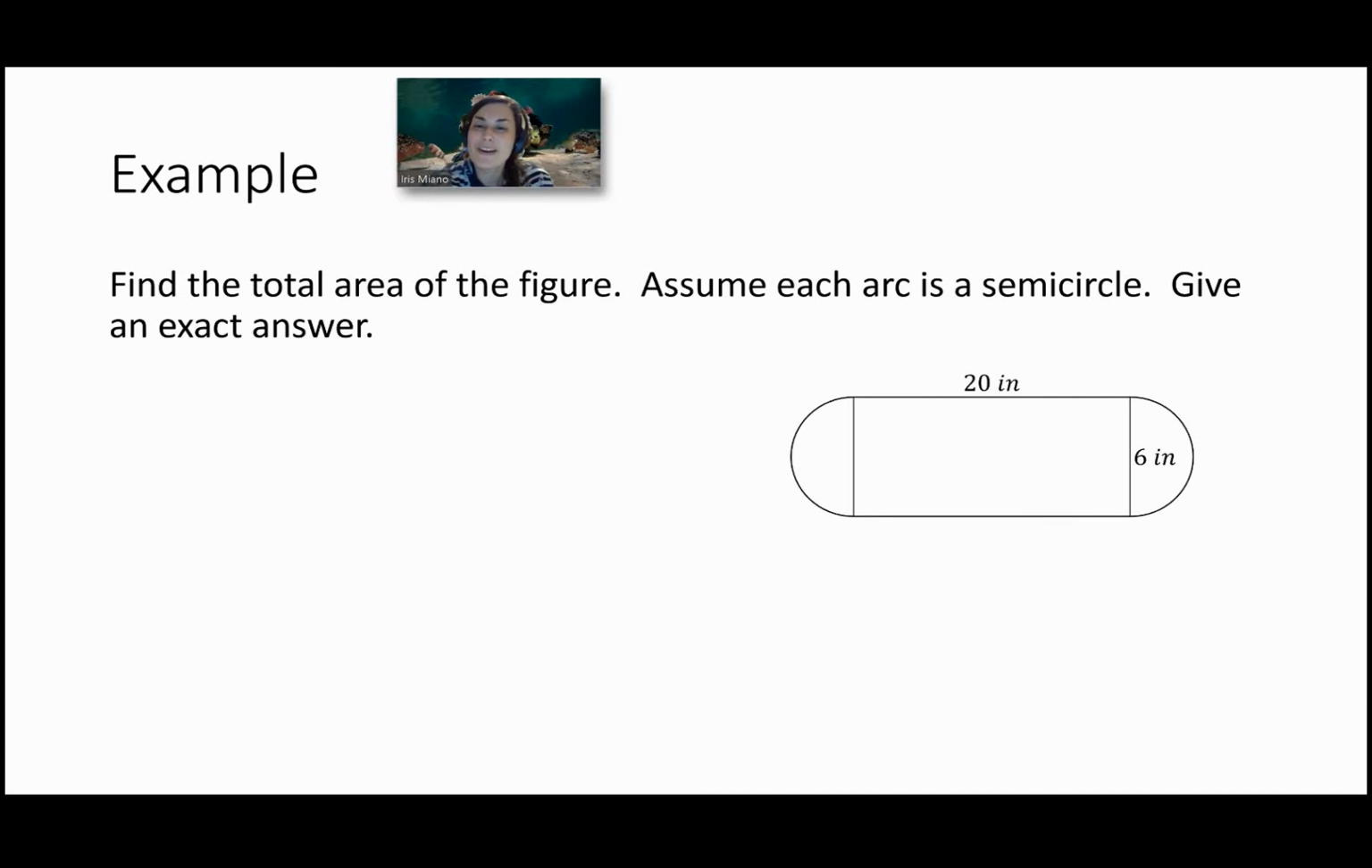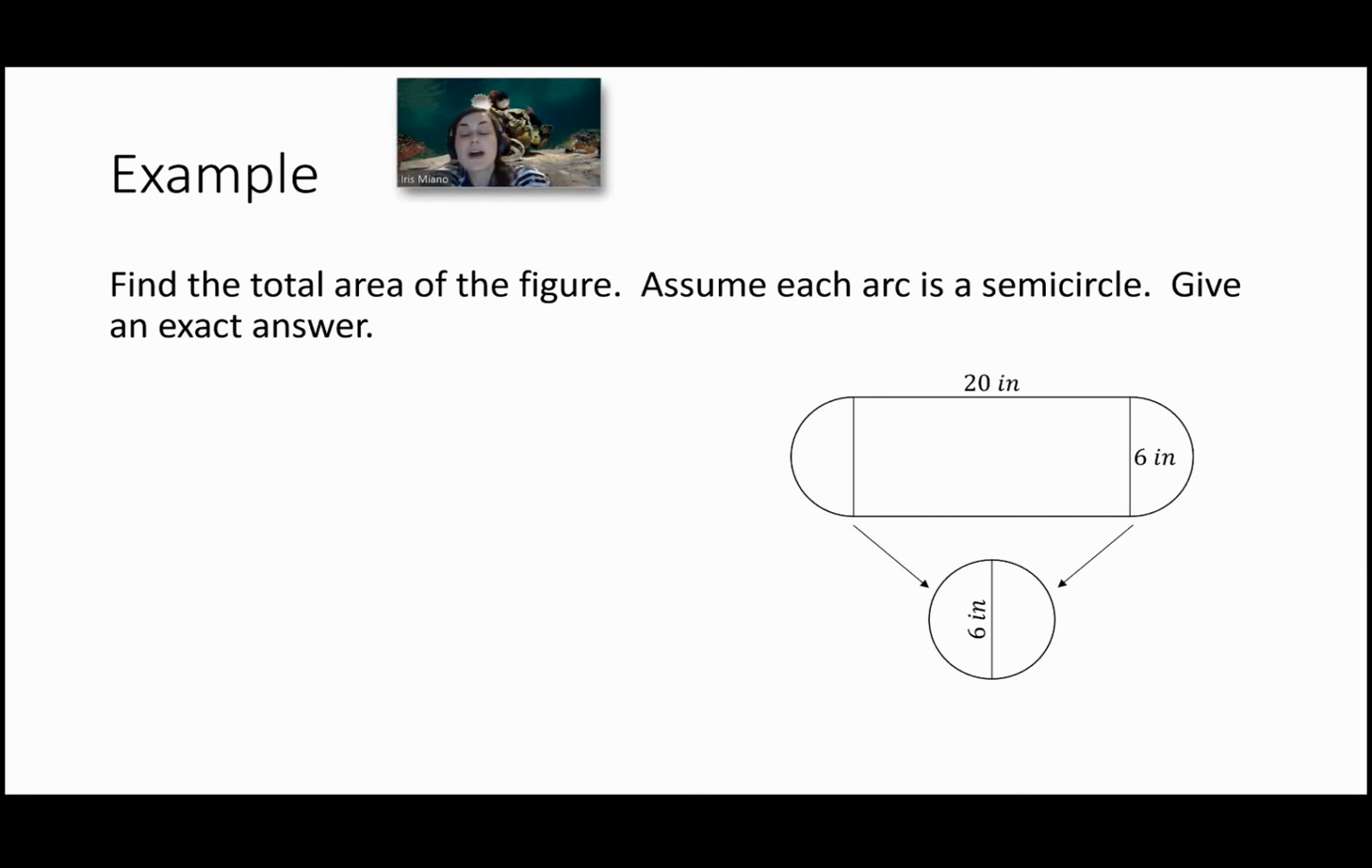Let's find the total area of the figure here. Assume each arc is a semicircle. Give an exact answer. So we want the area, the space inside. Okay, and let's recognize that these two semicircles, if I fit them together, make an entire circle with a diameter of 6 inches. So that's the trick here, folks. If you can see that with the figure that looks like this, then you know what to do next.